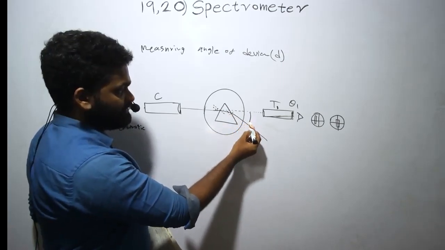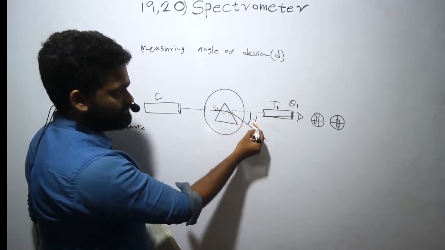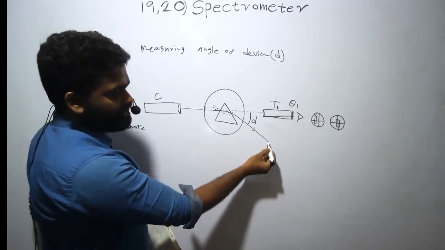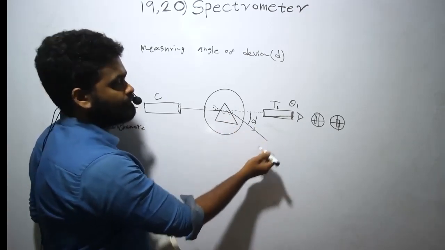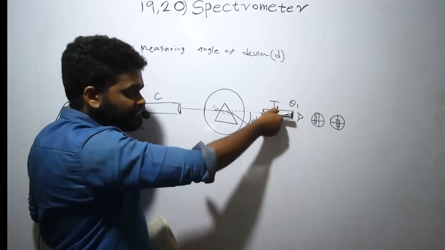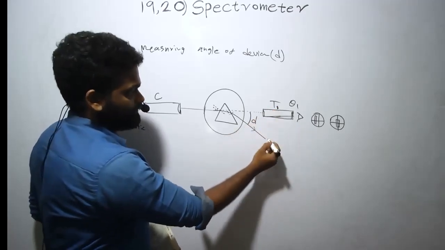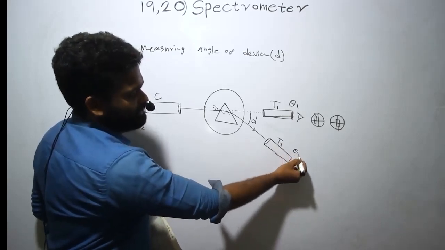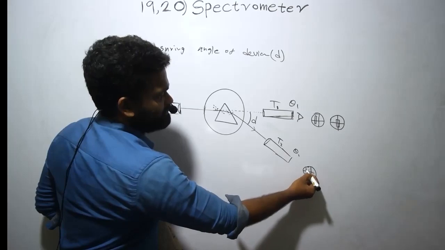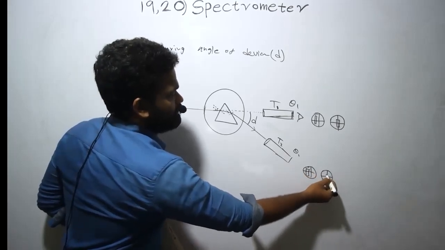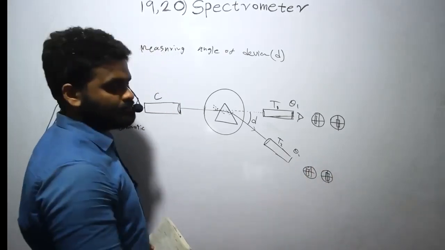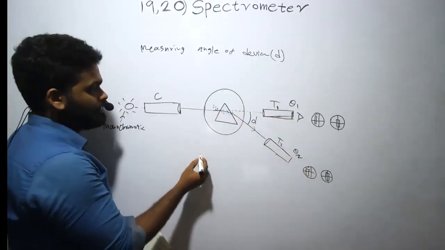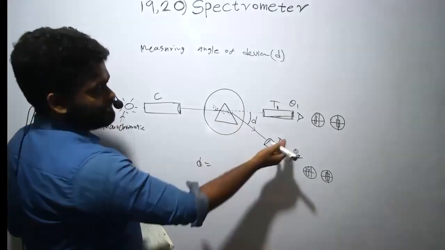The angle between this ray and this ray is the angle of deviation, right? To find this ray, you have to rotate the telescope from here to here, let's say like this. This is the T2 position. Again, you fine adjust until you get the image on the crosswires and get the reading. That is theta 2. So D is equal to theta 2 minus theta 1.